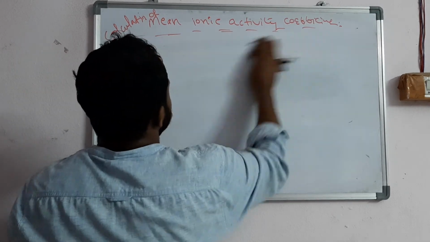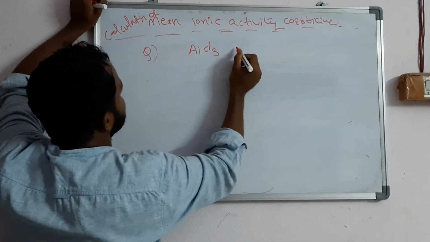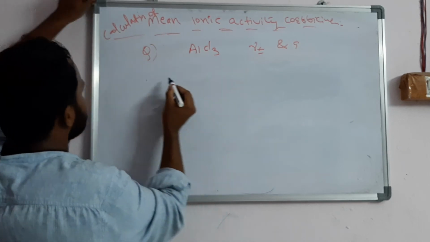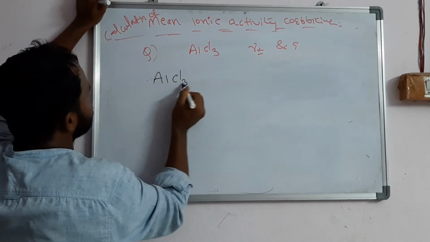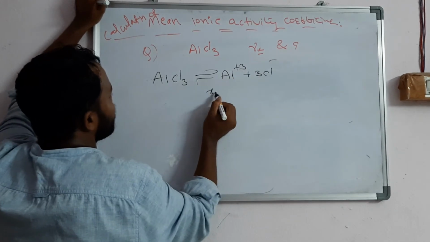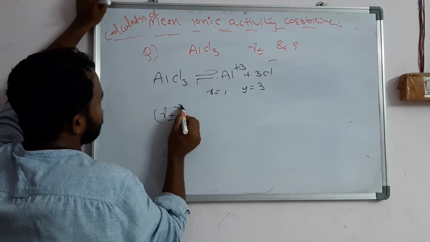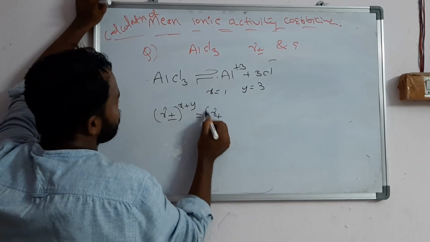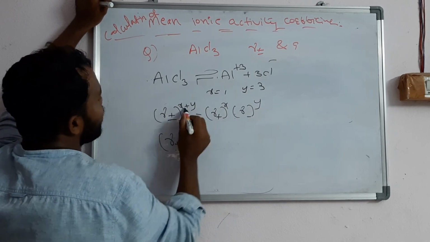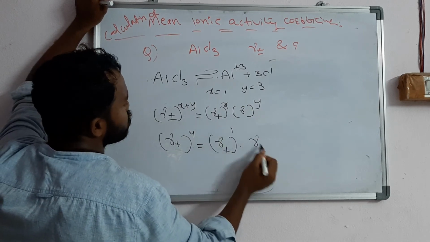Next heading: one more calculation we are doing, AlCl3, calculation of gamma plus or minus and A. So simple, you should write the same formula. First, AlCl3 dissociates into Al plus 3 and 3Cl minus. What is the x value? X value here is 1, y value is 3. So gamma plus or minus all to the power of x plus y is equal to gamma plus all to the power of x into gamma minus all to the power of y. So gamma plus or minus all to the power of x plus y is 4. Gamma plus all to the power of x is 1, gamma minus all to the power of y is 3.